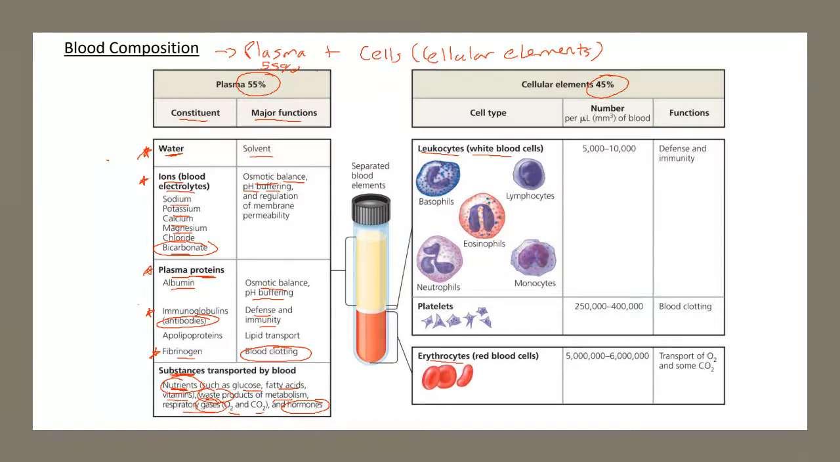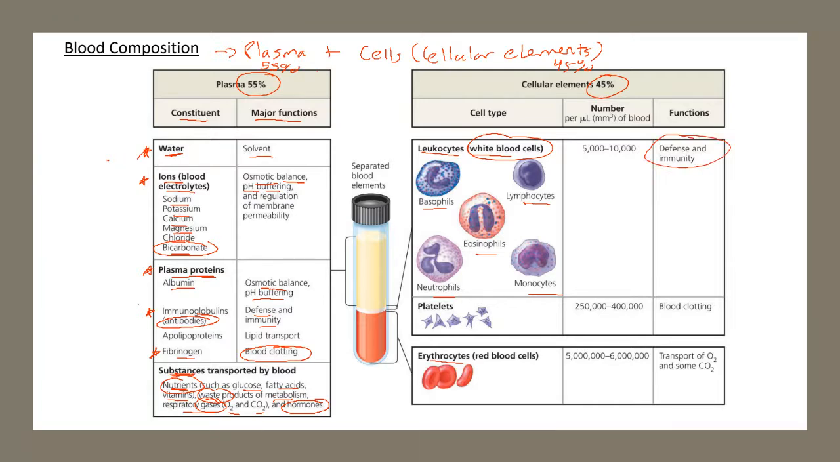Okay, that's plasma. Now, 45% of the blood is going to be cells. And know your white blood cells: basophils, lymphocytes, eosinophils, neutrophils, and monocytes. We'll talk about this in more detail in another chapter. But know which ones are the white blood cells, what the names are, and also what their function is, which is mostly for defense and immunity.